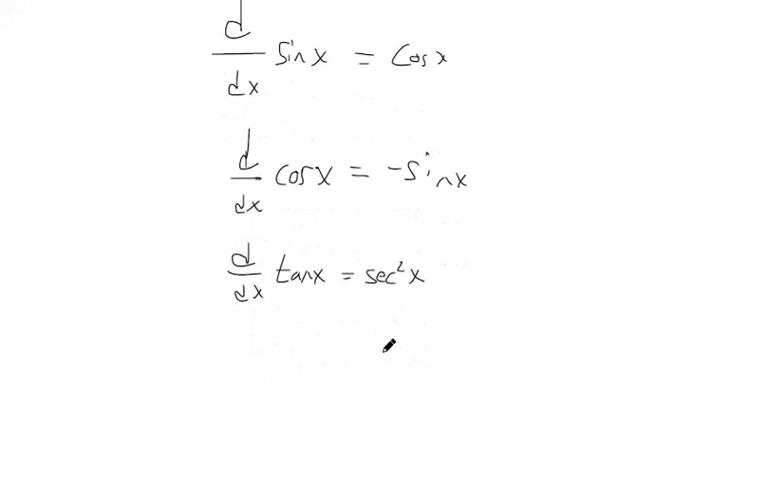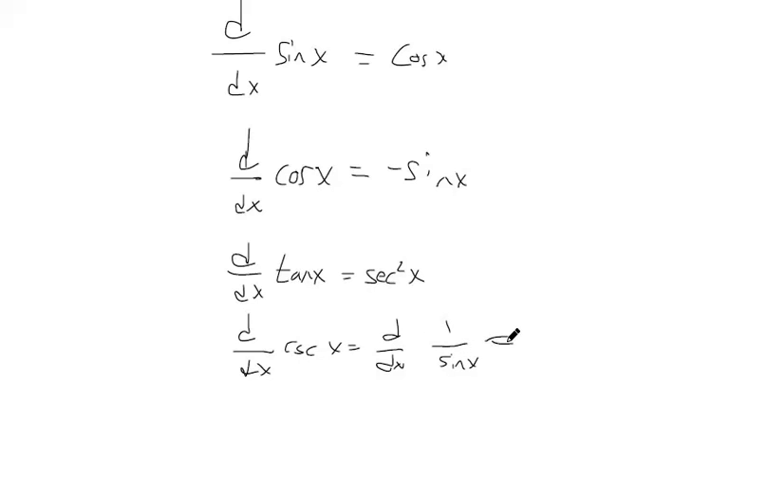Let's see what else we need. I don't know if I'm giving it away, but these next ones, the derivative of cosecant x, sorry, that's just finding the derivative of 1 over sine of x, right? Because sine of x is the reciprocal of cosecant of x. In other words, cosecant of x is the same thing as 1 over sine of x.